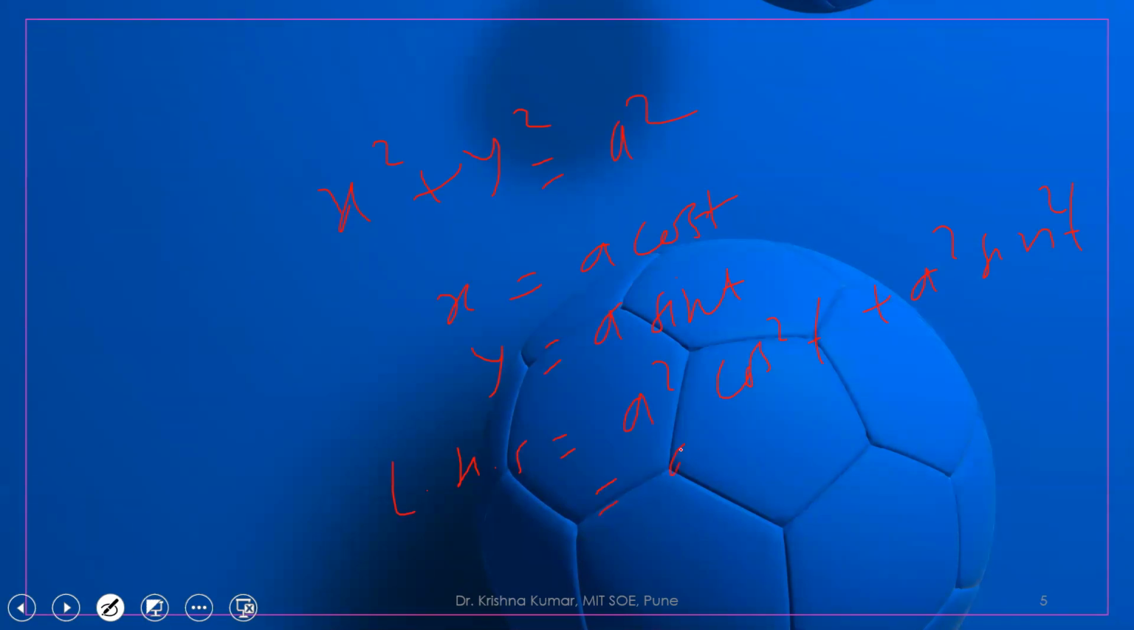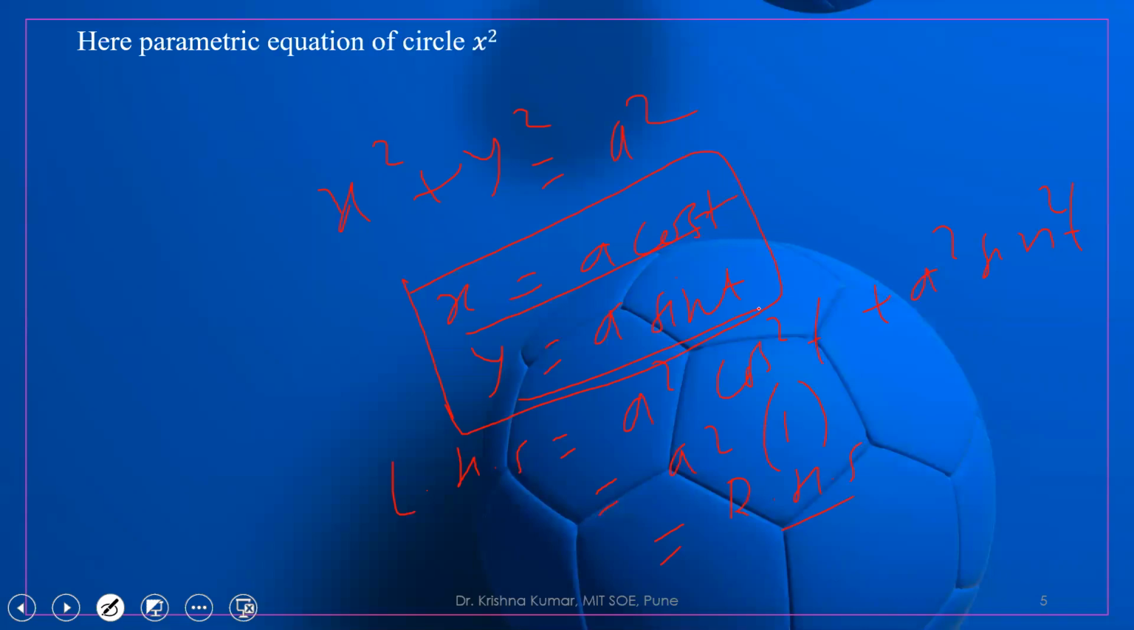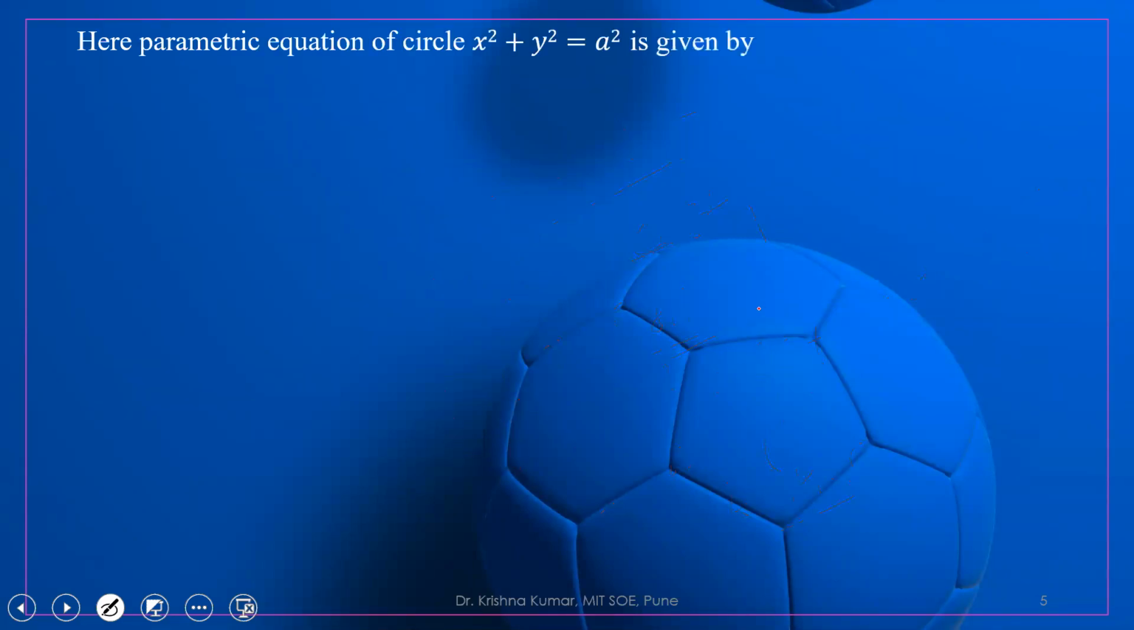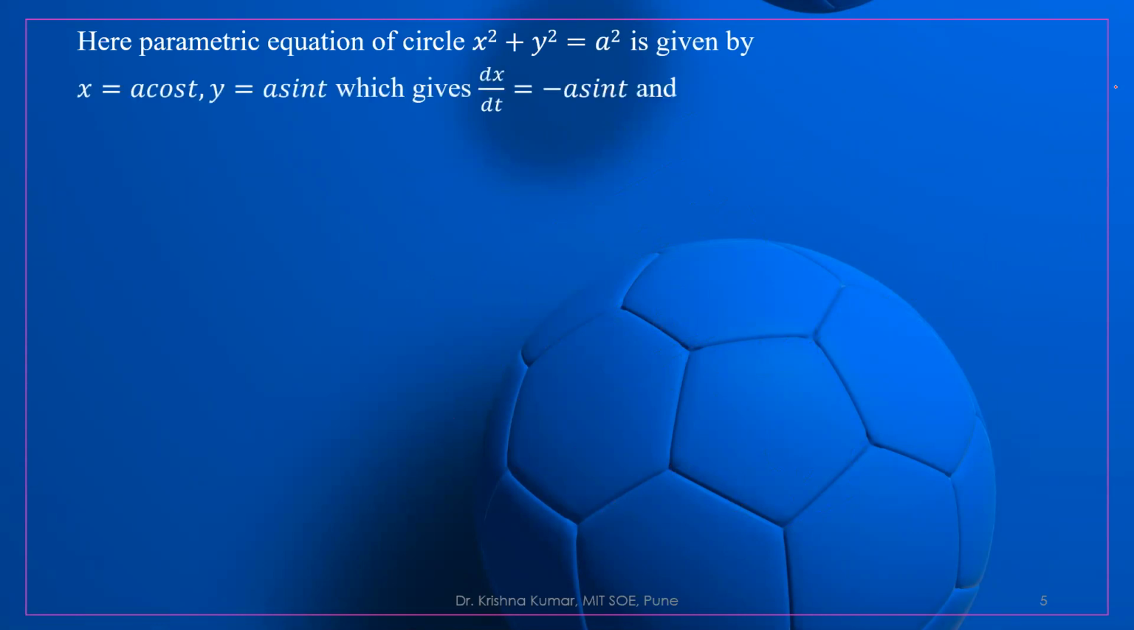So if we take a square outside, it is 1. So this is the right hand side. What does it mean? It means the parametric equation of the circle is nothing but x equals a cos t and y equals a sin t. So let us put this. Here, the parametric equation of the circle x square plus y square equals a square is given by x equals a cos t and y equals a sin t.